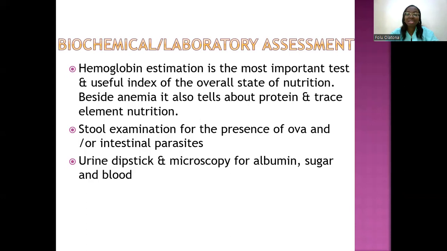The urine dipsticks and microscopy for albumin, sugar, and blood. So we can check albumin, we can check sugar and blood in urine. And this can point our attention to the nutritional problem that is existing.